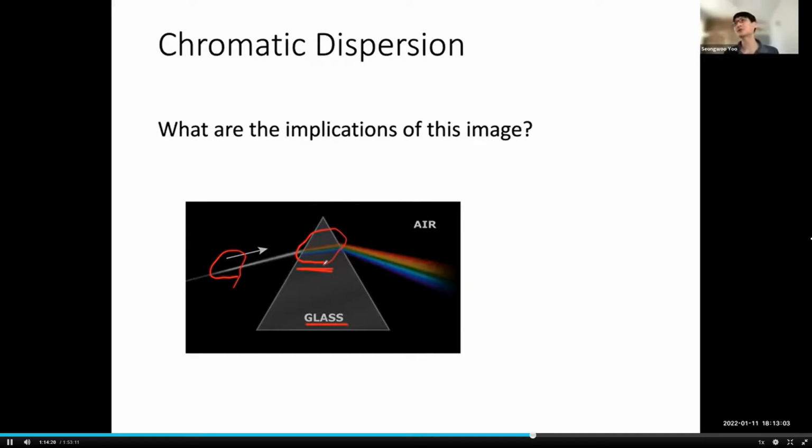What are the implications that we can derive from this observation? In order to define chromatic dispersion, I'm going to use my notepad to draw some diagrams and make some conclusions. So let me switch to my notepad, just one second. I'm going to open my notepad.